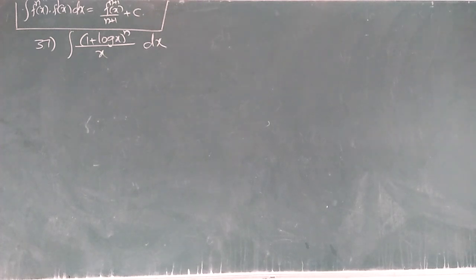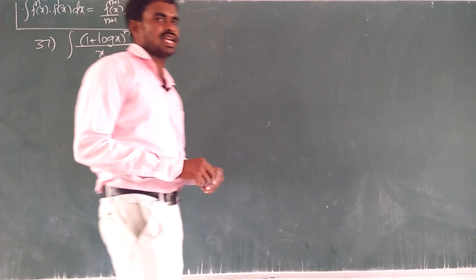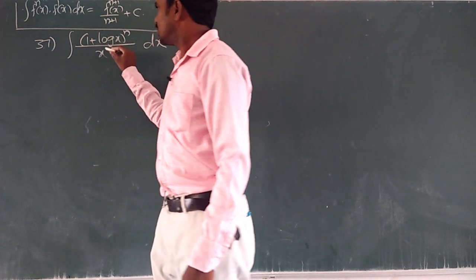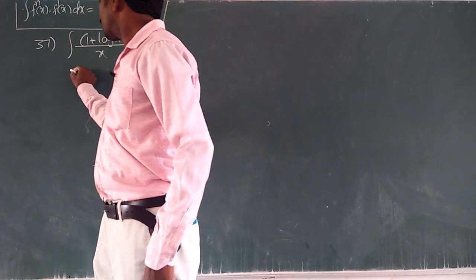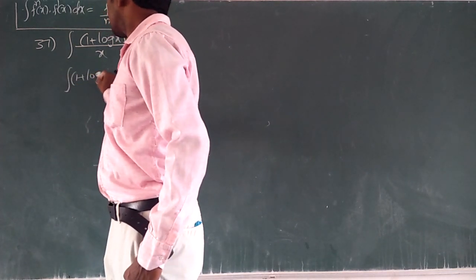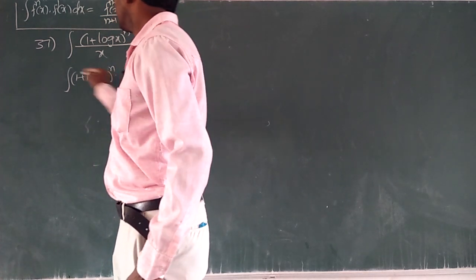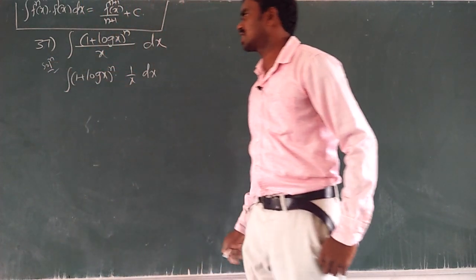Next, 37th problem: integration of (1 plus log x) whole to the power of n by x dx. Here also, generally the derivative of log x is 1 by x. So I am just converting this question into (1 plus log x) whole power n into 1 by x dx.